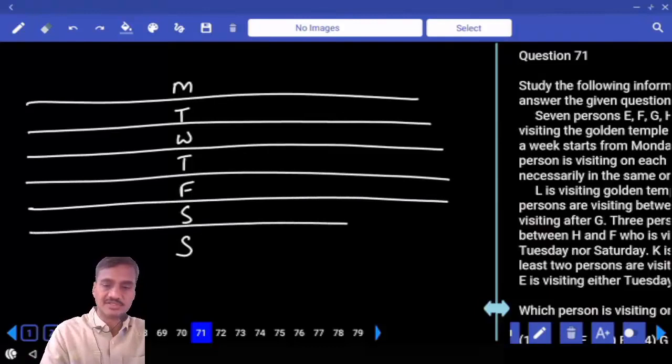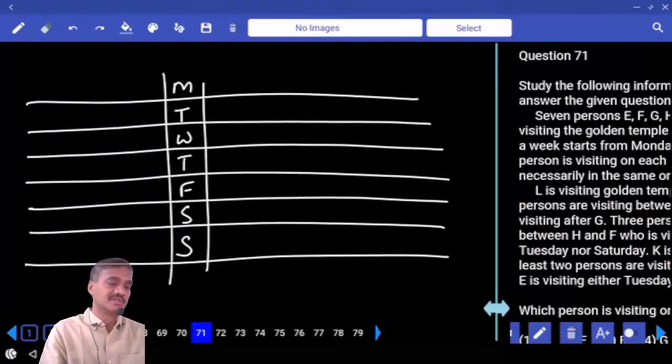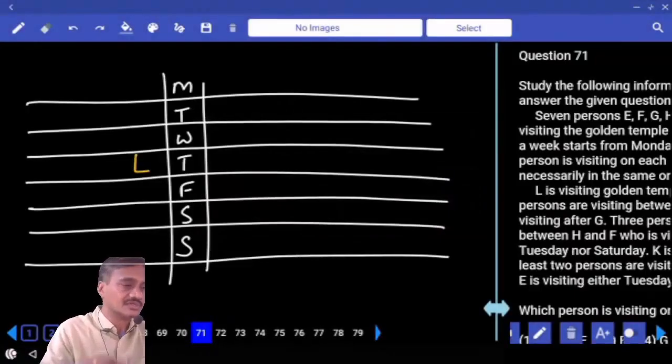Starting on Monday and ending on Sunday. Then first fix the days at the center and then extend the lines like this. L is visiting Golden Temple on Thursday. Information clearly given about this L. L is on Thursday. And 2 persons between L and M.